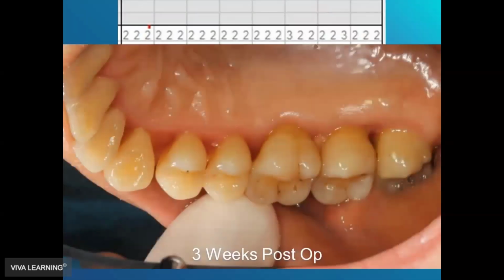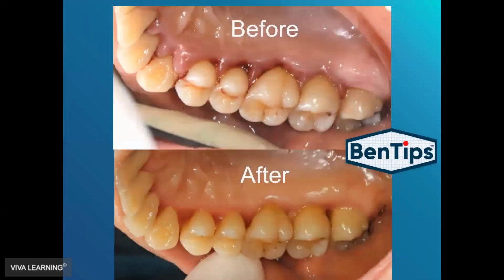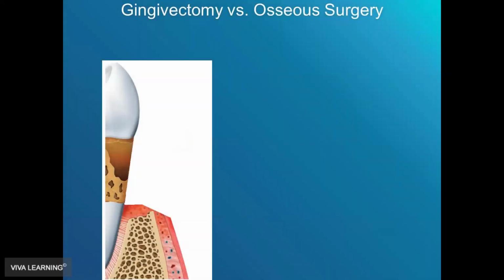Here she is 3 weeks post-op, all healed up, shallow pockets, I wouldn't even call them pockets anymore, and no significant signs of inflammation. And we see her to this day. We did ask the referring dentist to take out the wisdom teeth. It was just too hard for her to clean back there. So, before and after in one simple bend tip step.